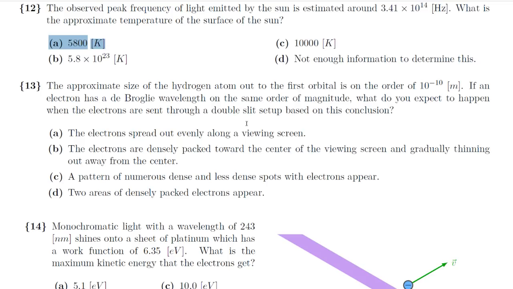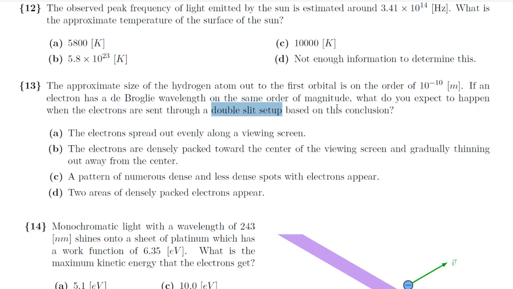For 13, the approximate size of the hydrogen atom out to the first orbital is on the order of 10 to the minus 10th meters. If the electron has a de Broglie wavelength on the same order of magnitude, roughly 10 to the minus 10th meters, what do you expect to happen when the electrons are sent through a double slit setup based on this conclusion?